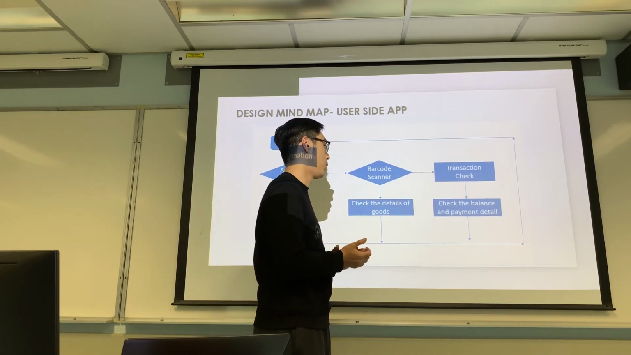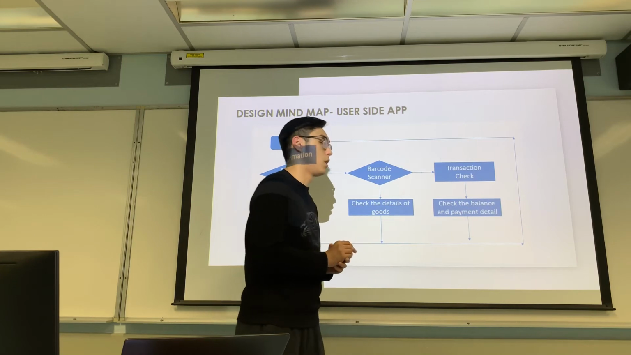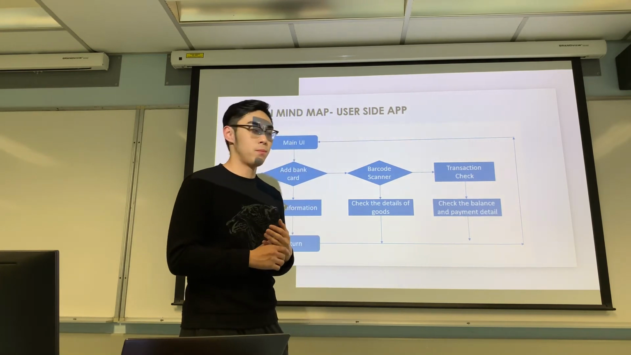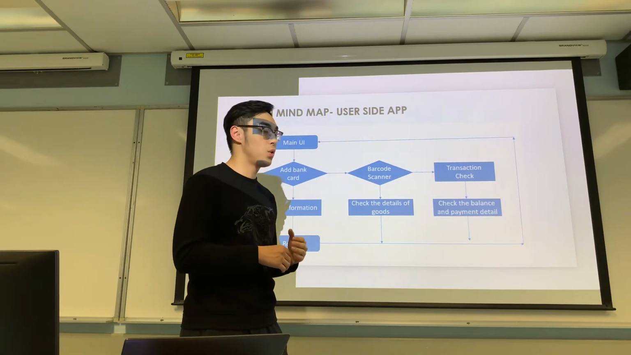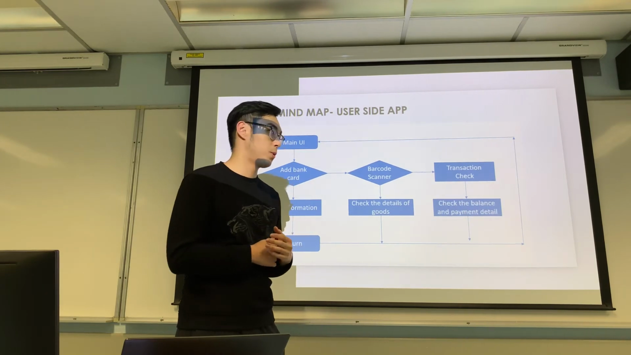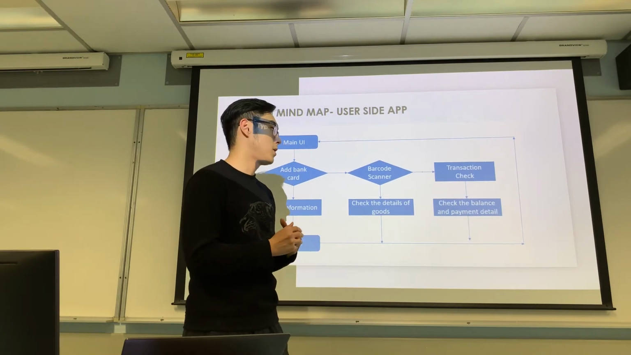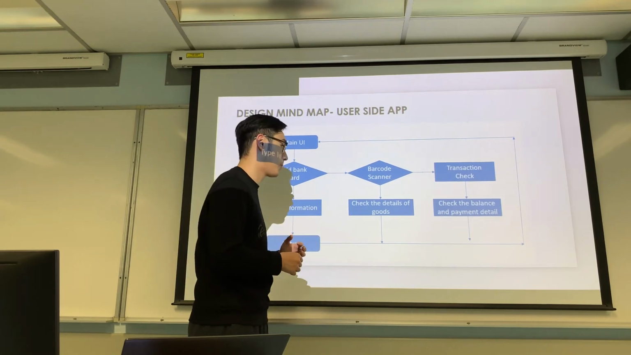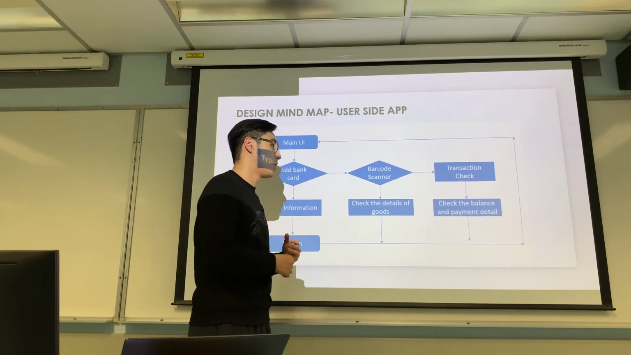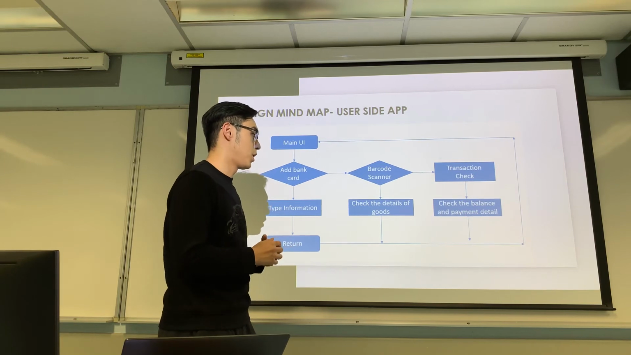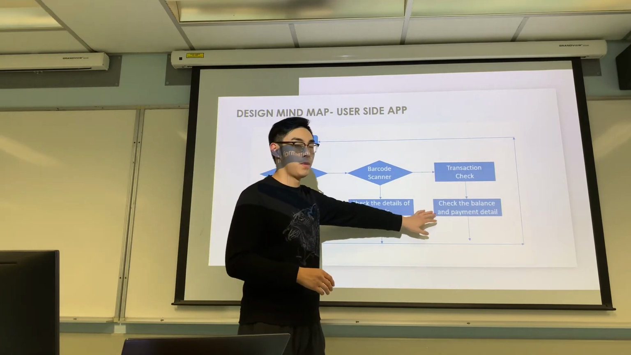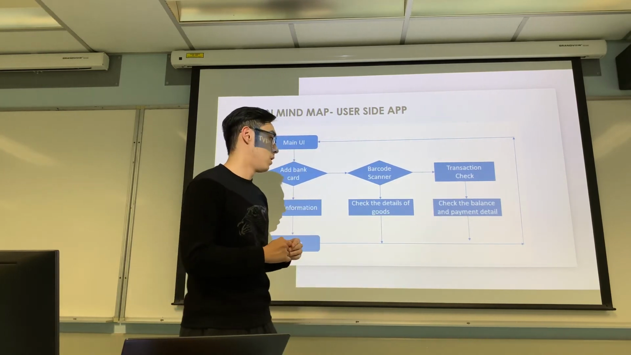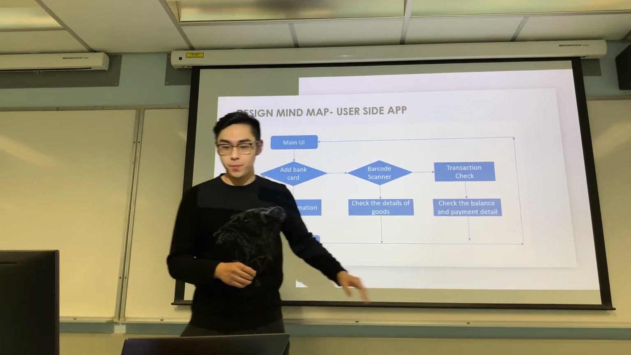And finally, we come to the transaction check. In our mobile application, we don't want our customers to pay in cash. Instead, we want our application to perform the auto payment. Once you perform the auto payment, you can check the balance and the payment details of this transaction.